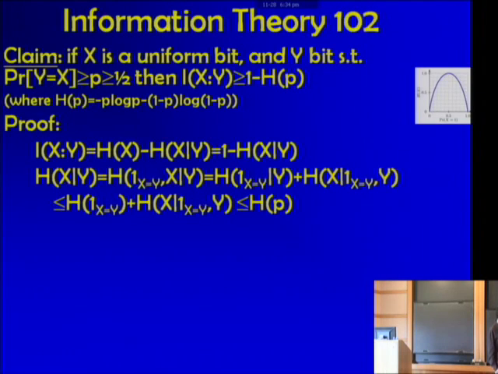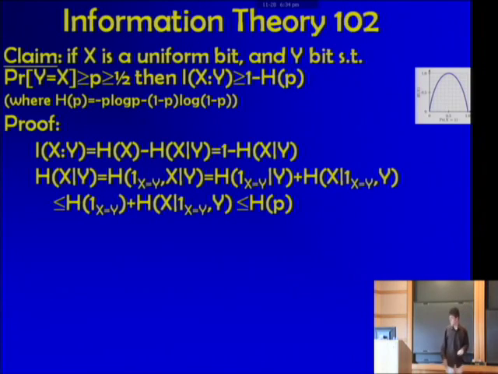And now all we have to notice is that the first term is exactly the entropy of p, by definition, because we assume that y equals x happens with probability p, so it's at most the entropy of p. And the second term is 0, because once I fix y and I fix whether x equals y, x is already fixed. If this is 1, then we know that x is y. If this is 0, then we know that x is 1 minus y. So the second term here is simply 0.